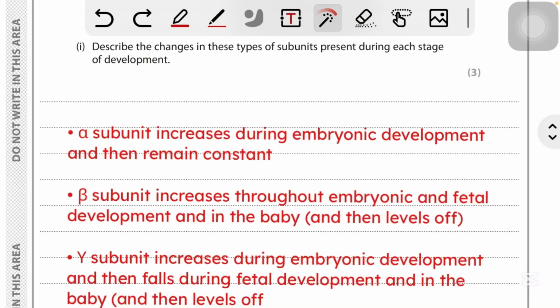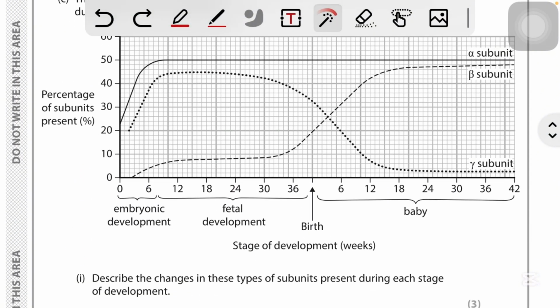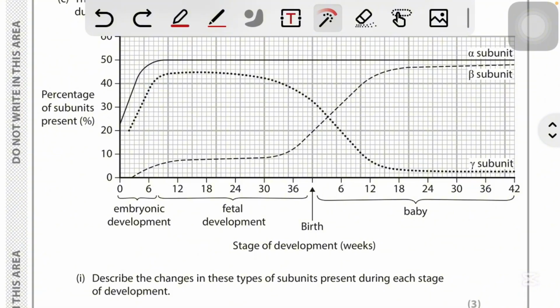Describe the changes in these types of subunits present during each stage of development. The question basically says that you need to see the diagram and describe the changes. So this is a very easy question. You just have to describe the changes of alpha, beta, and gamma. That's it. So let's see the answer.